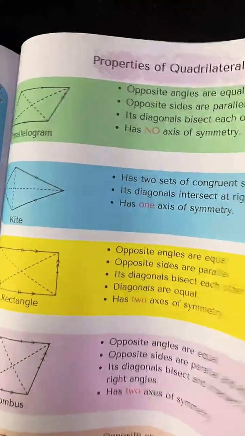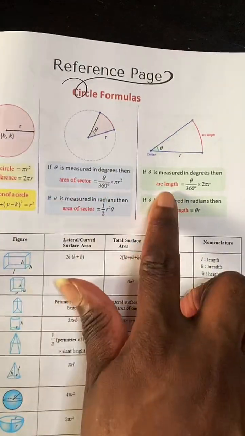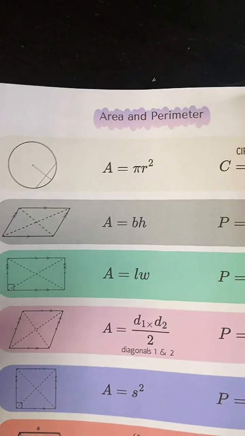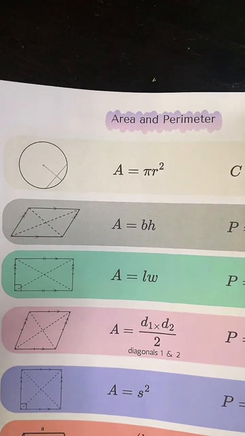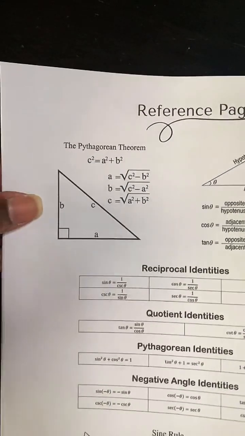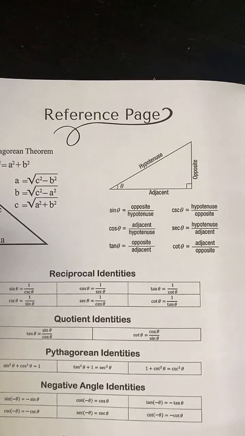But then also your properties of quadrilaterals. Then you start getting into some advanced things. We got the area of the sector, arc length, volume, surface area. Then if you can't remember your whole signs about area and perimeter, or if you're talking about a circle, circumference. Then we have our Pythagorean theorem. We also have our SOHCAHTOA.